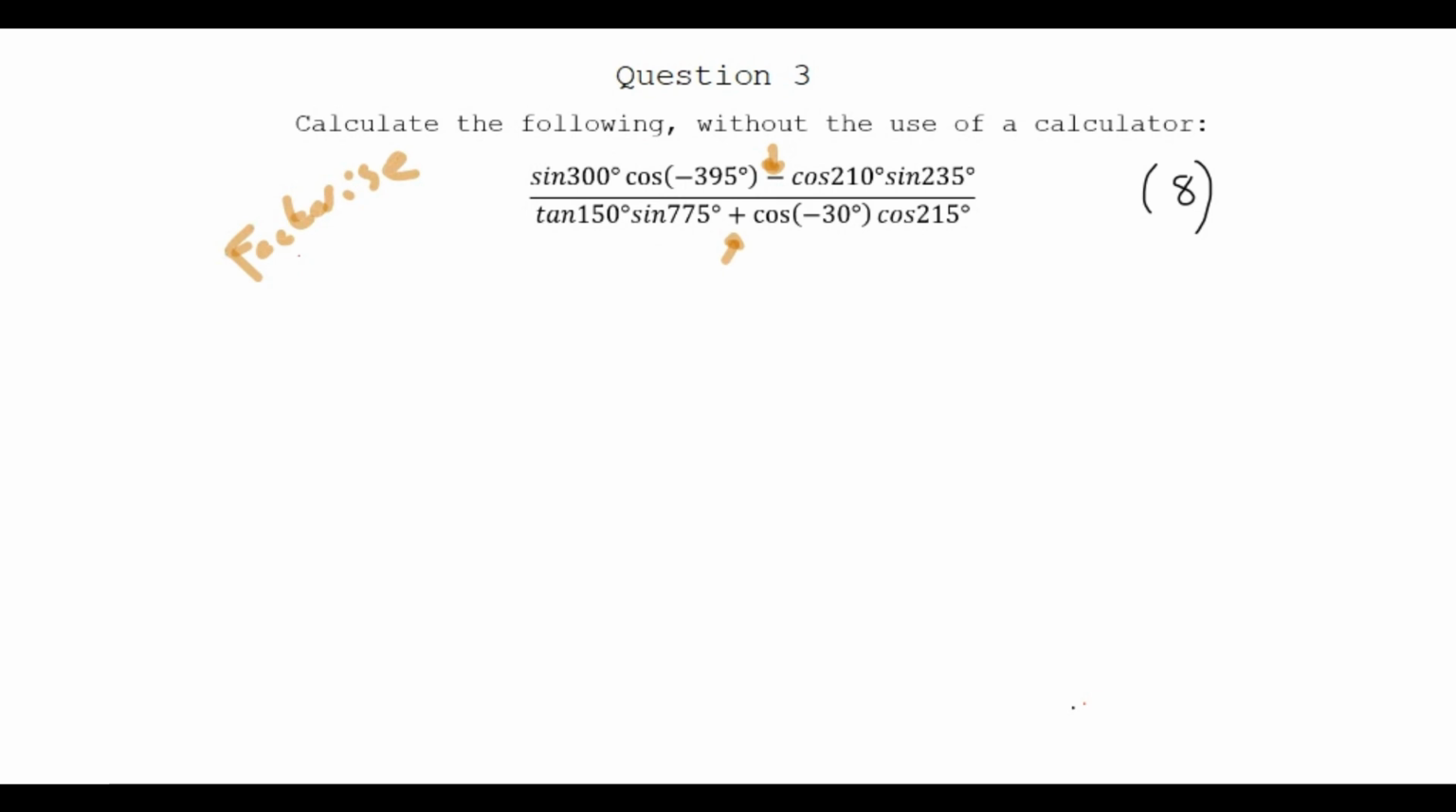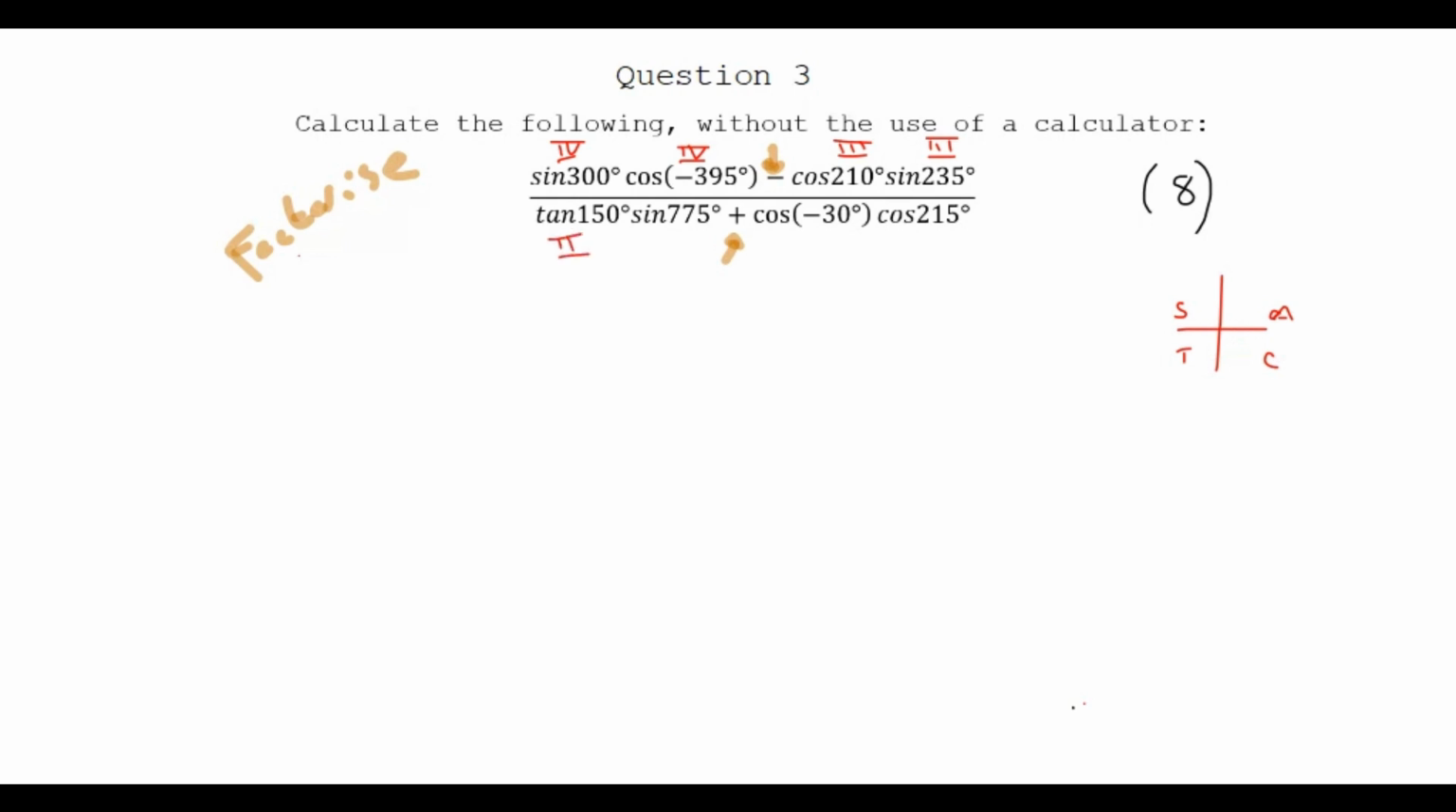Now, when you are deciding what goes where, I just want to remind you of your CAST diagram. So C, A, S, and T, and the angles that go with it. So let's go through this quickly. Firstly, we need to identify sine of 300 is in the fourth quadrant. Sine is negative there. Alright, cos of negative 395. Well, we'd have one full revolution going the negative direction, which would be 360, and then going another 35 degrees is in the fourth quadrant. Then we have cos of 210, that is the third quadrant. Sine 235, third quadrant. Over here, tan 150, second quadrant.